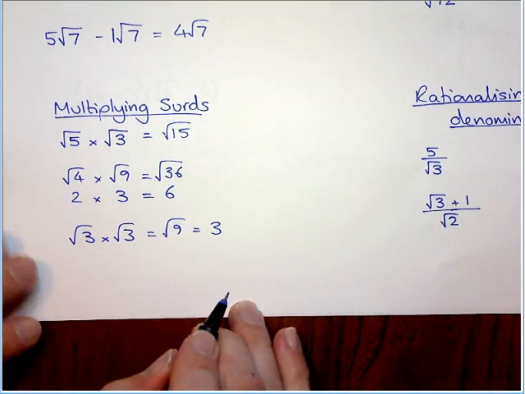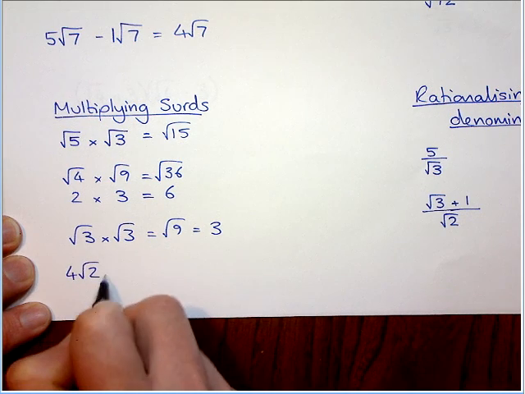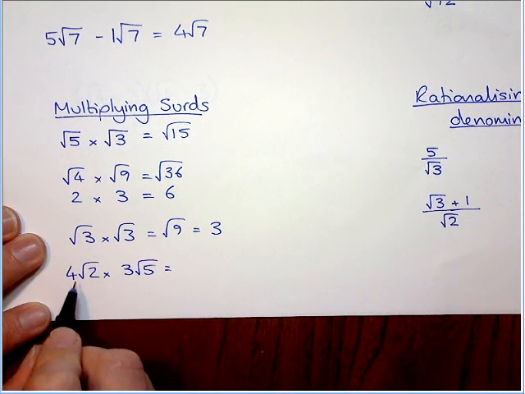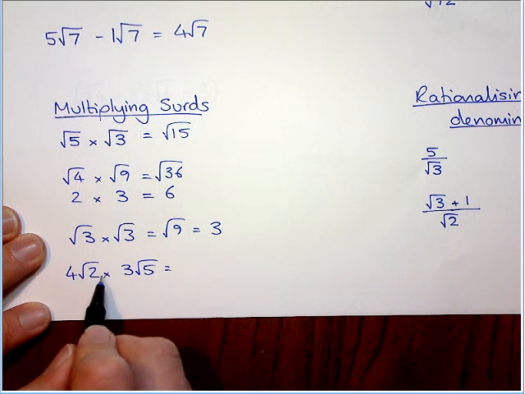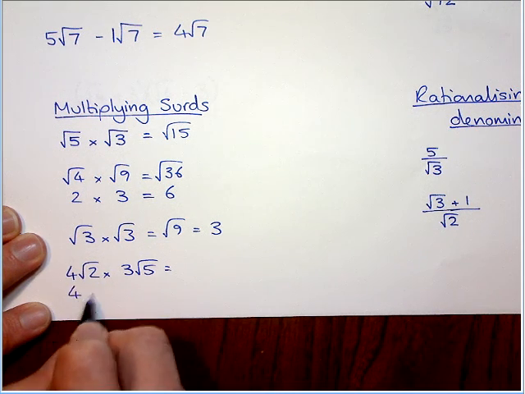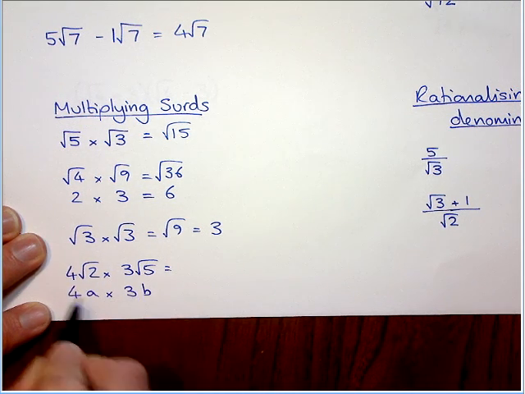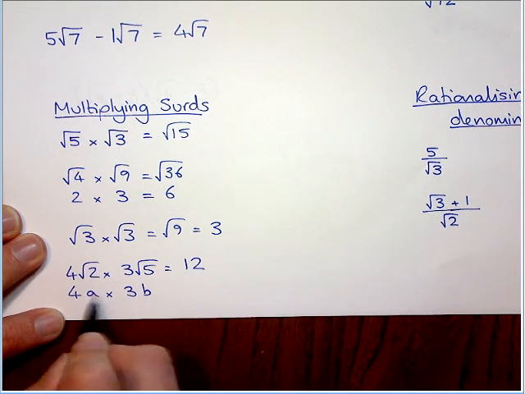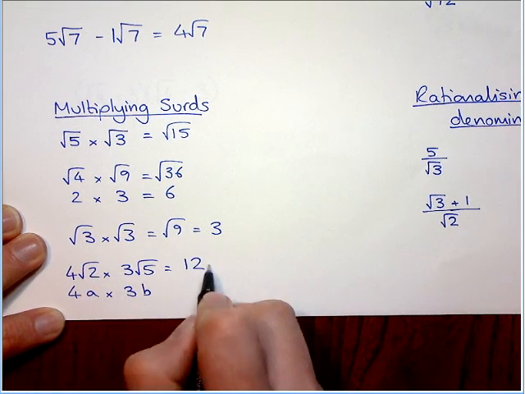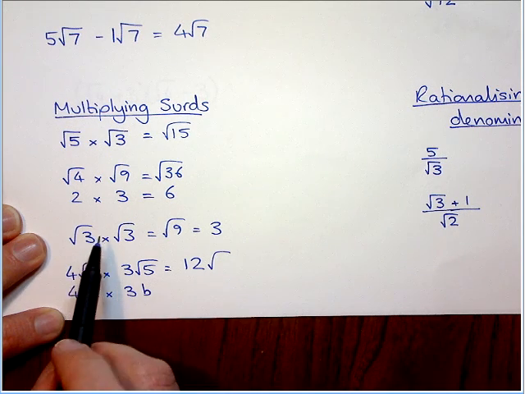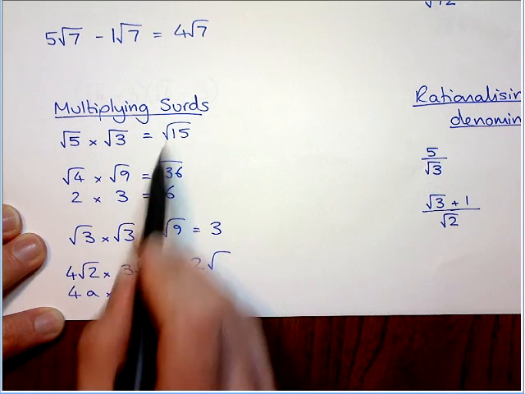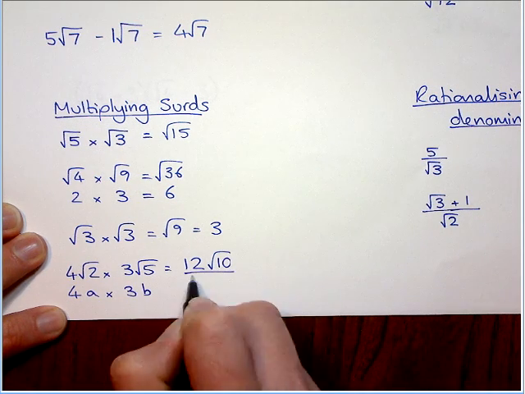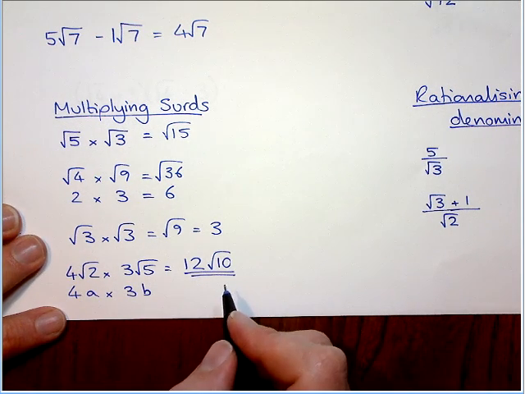Now it can get a little bit trickier, so if you've got 4 root 2's times 3 root, say, 5's, well, again, if it was 4a times 3b, I'll just write that down, you would deal with this bit first, so let's do that, and that'd be 12. And here you would just do ab, so we're going to do something really similar, so root 2 times root 5 is root 10. And there you have it, that's the answer.